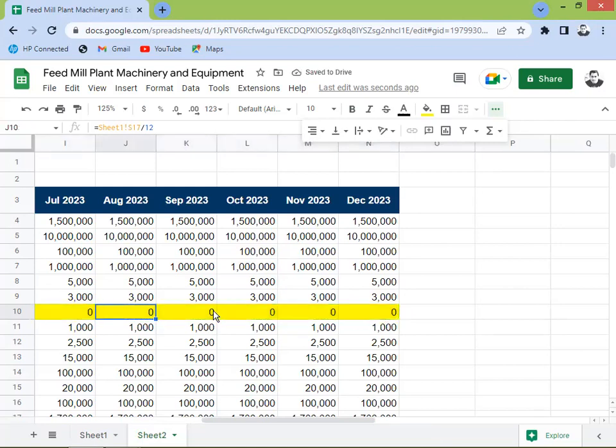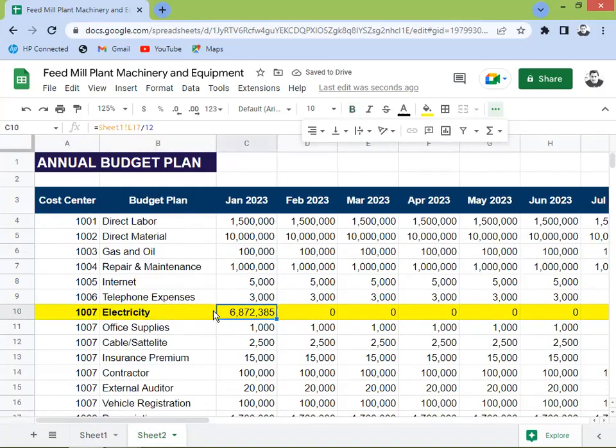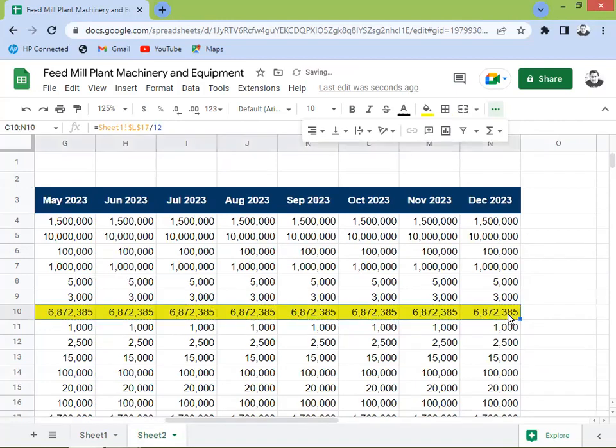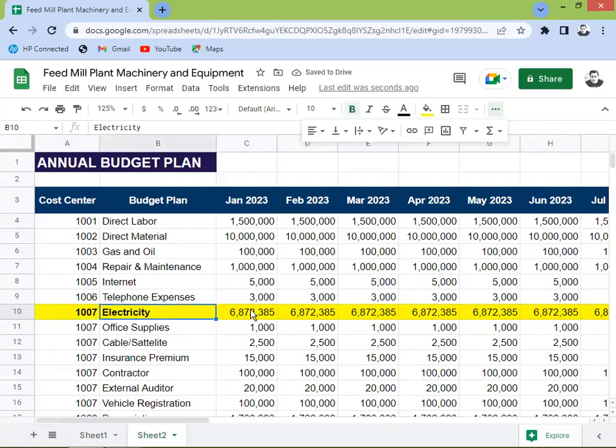Sorry. See, that's the problem. What we're going to do is we're going to fix it, right? L17, F4. Okay. And then try again. Try copying it again. See if we get it this time. All right. Okay. So anyway, it's equal all the rest of the months. So this would be our electricity budget.